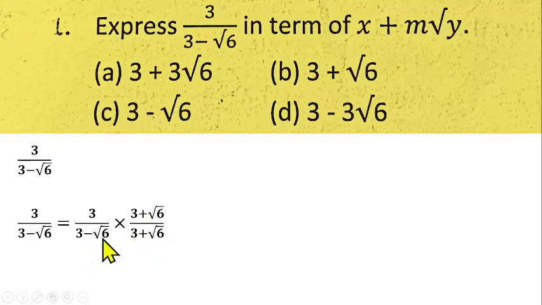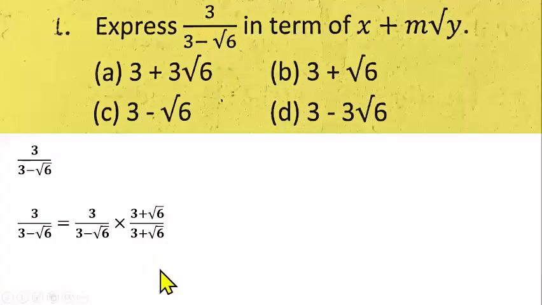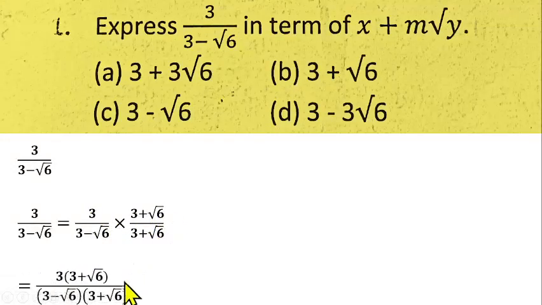In that case, the numerator will multiply the numerator, and the denominator will multiply the denominator. But you can see that the denominator is a difference of two squares. So 3 minus root 6 and 3 plus root 6 are a difference of two squares. In that case, we can apply the difference of two squares instead of multiplying them out. And 3 will multiply 3 plus root 6. So if we do that, we still have this.